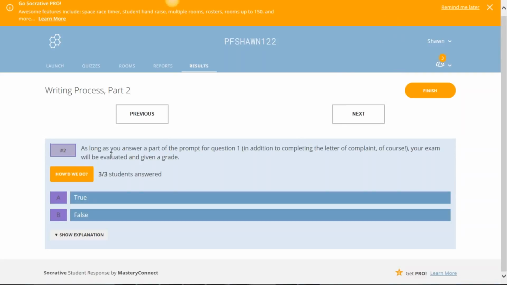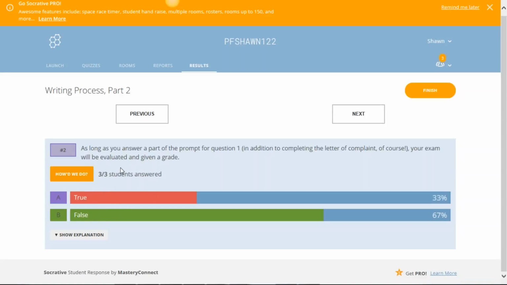All right, so question 2 says, as long as you answer part of the prompt for question 1, in addition to completing the letter of complaint, of course, your exam will be evaluated and given a grade. You're picking either A, true, or B, false, and it looks like everyone answered the question. All right, so let's see. The correct answer was true, or I'm sorry, it was actually false, but someone did pick true.